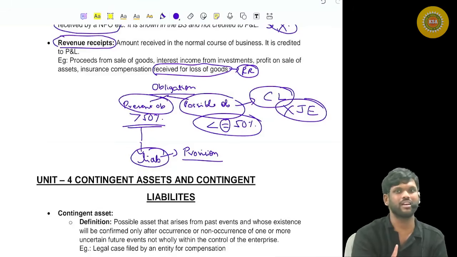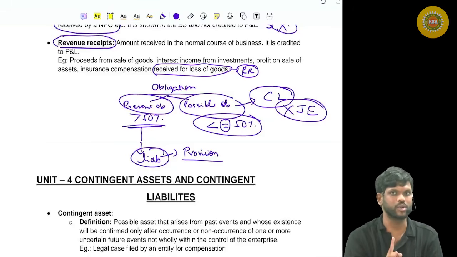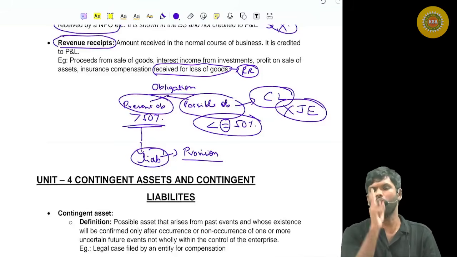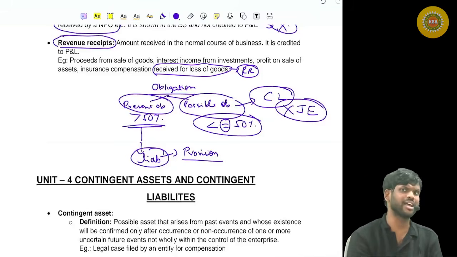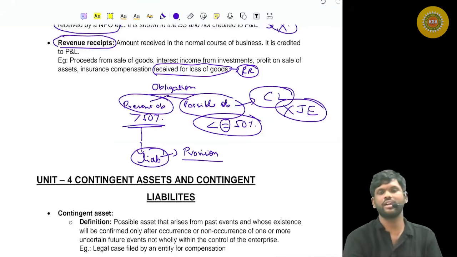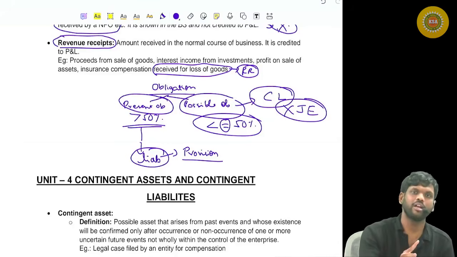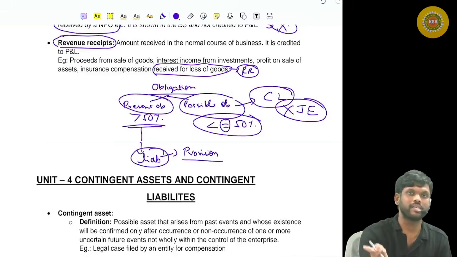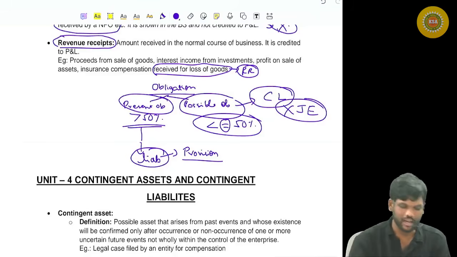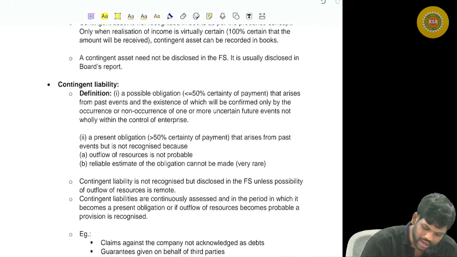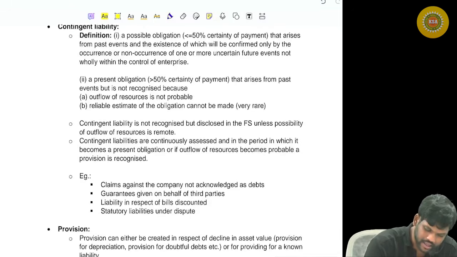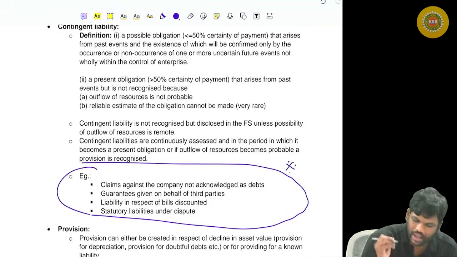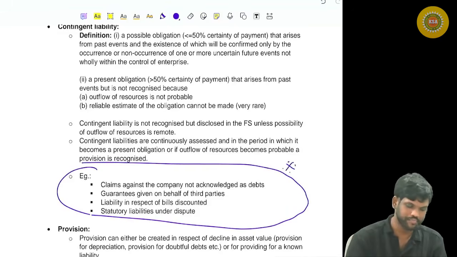Please be very, very clear with this. He may ask in a true or false question. All liabilities are present obligations. In the same way, all possible obligations are contingent liabilities. There is no journal entry for contingent liability. A contingent liability will only be disclosed in the financial statements. No journal entry will be passed. It can never come inside the balance sheet. Okay? And I have also given examples for contingent liabilities here. Look at the examples, it may help you in any true or false questions.